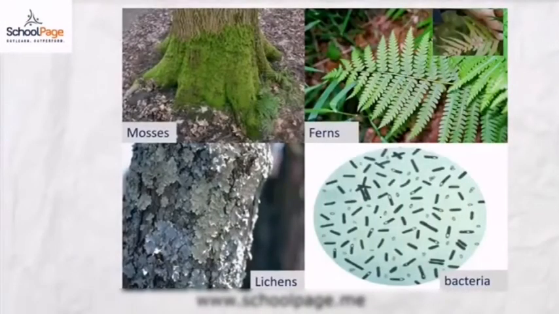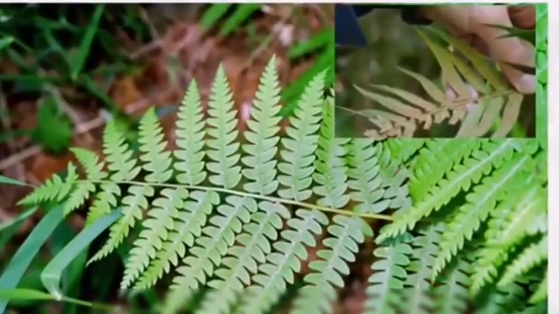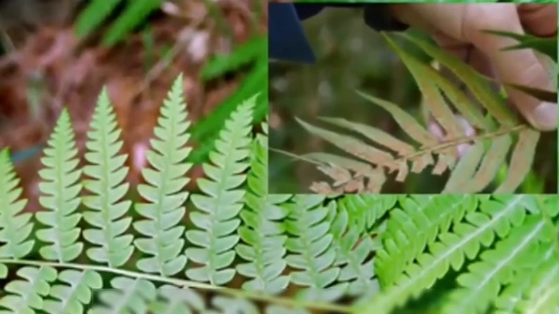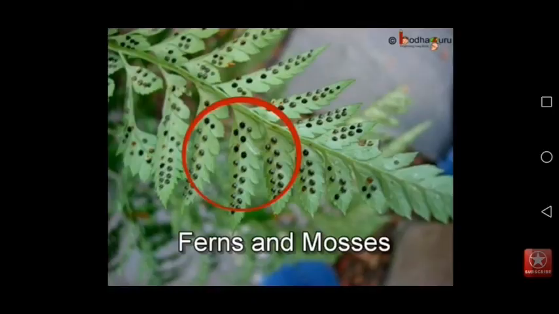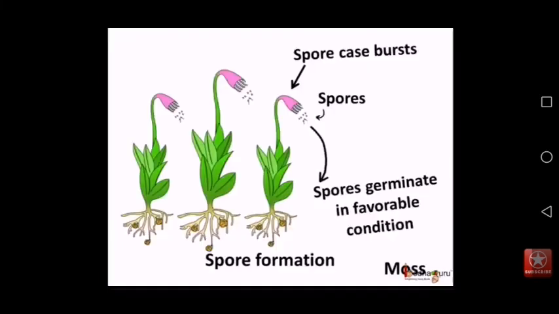Like this, the mosses also produce spores inside the capsule from its parent body. And the ferns also produce spores under the leaves. In that, when the spores get matured, they are released from the sporangium and fall on the land and develop into a new plant.